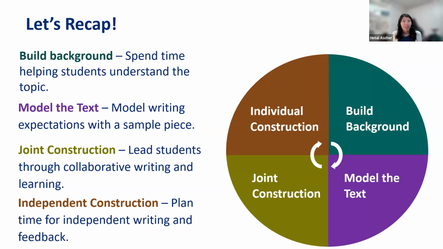Then we model the text. So that's where we look at an example piece of writing. We look at who is the author writing to? How is the text organized? And we really point out the language that we want our students to focus on. Then we do joint construction, where we lead students through some collaborative writing, or maybe students collaborate with each other to do some writing. But we really build that bridge from the example text to independent or individual construction, where they might write their own text and get feedback from each other or from you before they finish writing their final text.